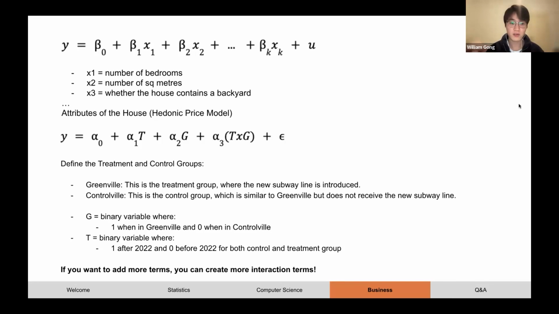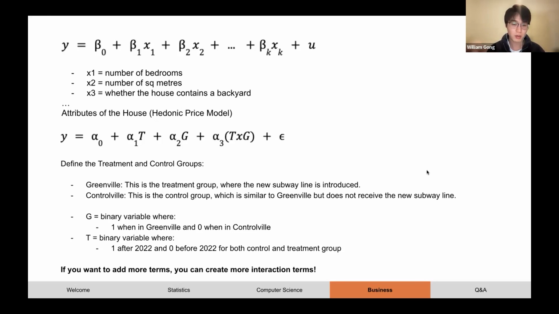As you can see, the difference between the hedonic price model and a DID estimator is the idea of an interaction term. After the alpha 3, there is T times G. This is an interaction term. It's almost like an AND statement. If T is 1 and G is 1, then it's 1. If T is 1 and G is 0, it's 0. So an interaction term works by incorporating both aspects of the binary variables. If you want to add more terms, you can create more interaction terms.